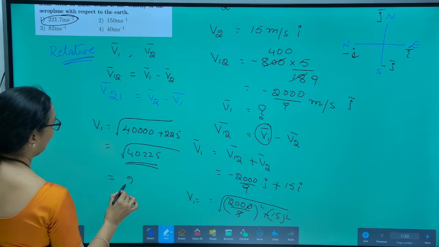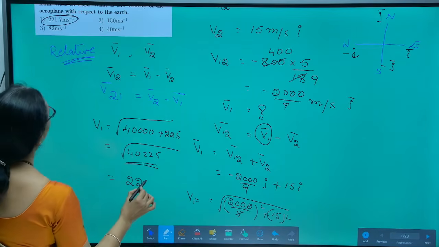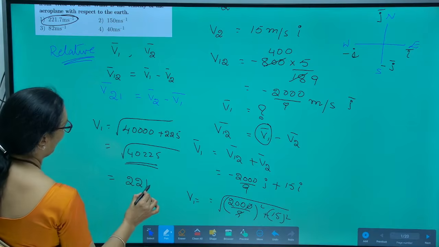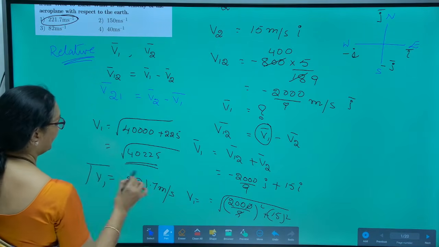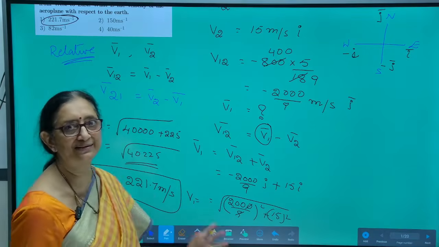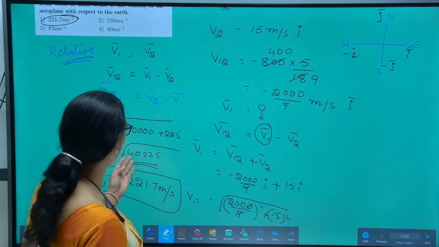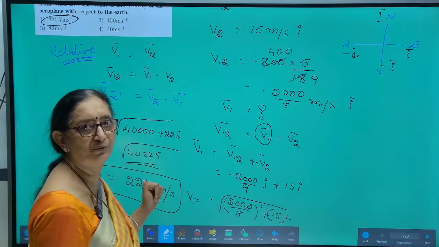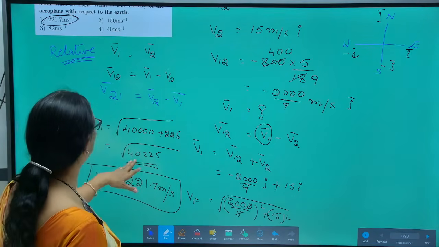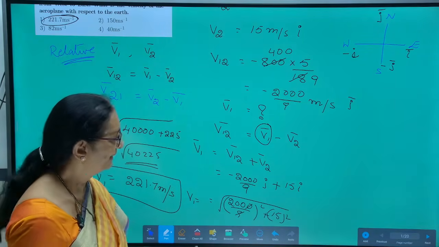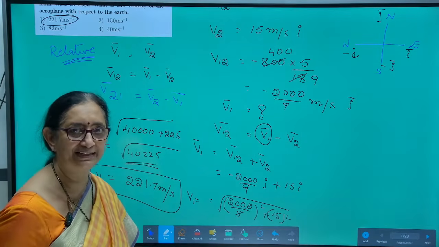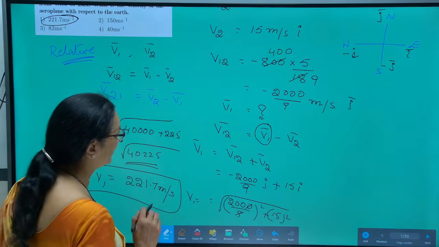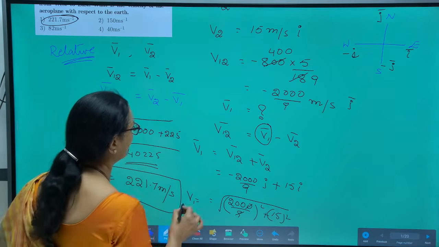If you calculate exactly, it will be 221.7 meter per second. You can just find it out from the options. You can select the answer from the options because it is greater than 200. There is only one option with greater than 200. That is about magnitude. That is what is asked in the problem. We are done. Actually, in the same question, direction can also be asked.